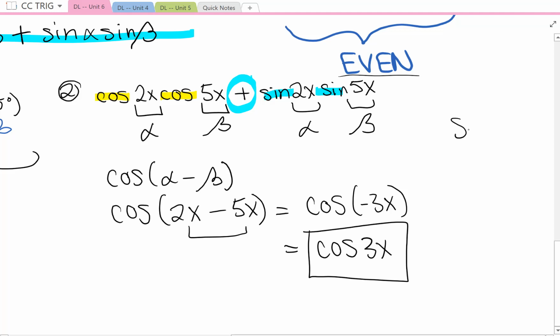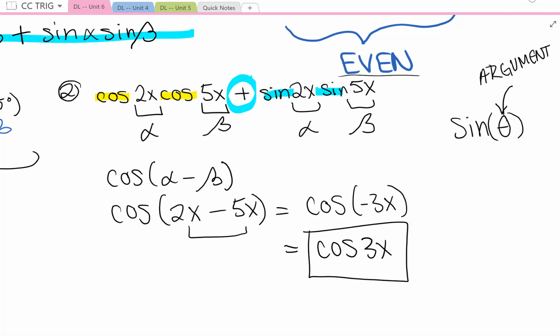The thing that is inside of any trig function, sine of whatever, that is called the argument. So when you answer these questions, you want to leave your answers in only positive arguments. So this would be an incomplete answer. Your answer needs to have positive arguments only.